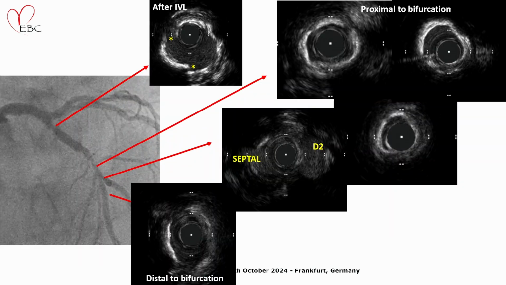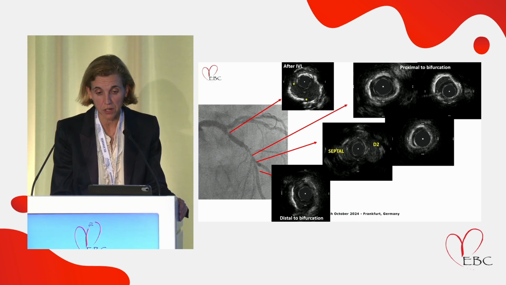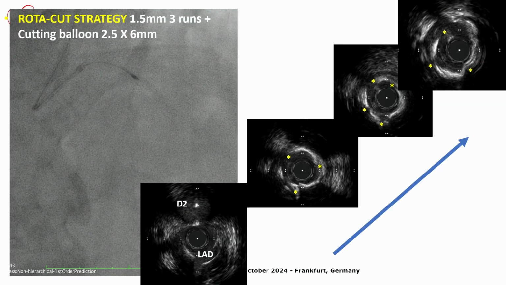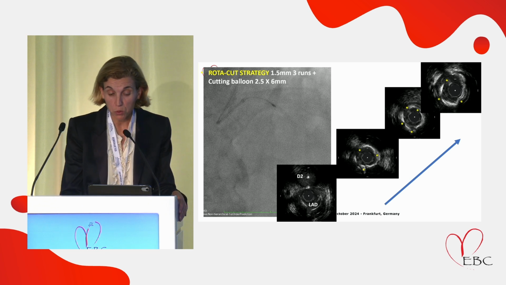After this, we analyzed, and you can see distal to the bifurcation was an eccentric calcification. At the level of the bifurcation it was not really a calcified lesion, but proximal to the bifurcation was a severe calcification with a small inner lumen. So we decided to do a rota-cut strategy, that means starting with rotablation. The rationale was a diffuse disease with severe calcification that was concentric and superficial, and we thought that combination was quite good.